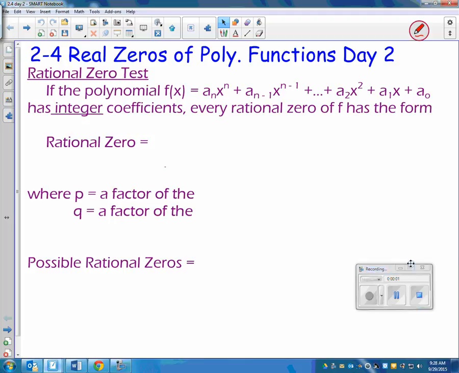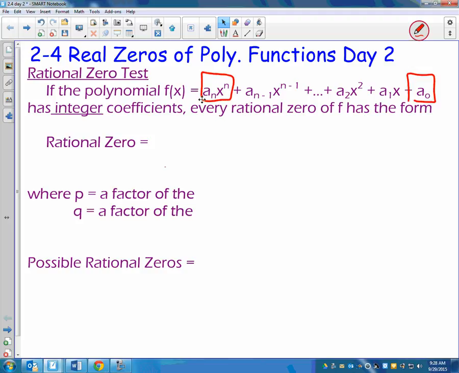This looks kind of scary with this whole polynomial, but again, if this is our polynomial, where this is our leading term and this is our constant, those are the big important things here. If you have integer coefficients, every rational zero will have the form P over Q, where P is a factor of the constant term and Q is a factor of your leading coefficient. So if you take all the factors of the constant term and divide them by all the factors of the leading coefficient, you'll get a list of possible rational zeros.